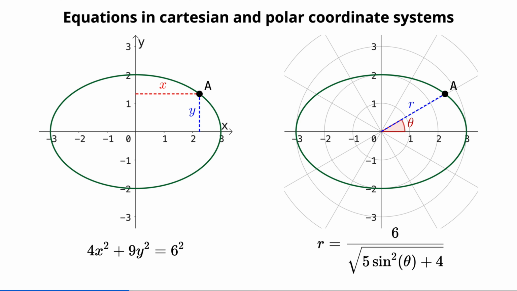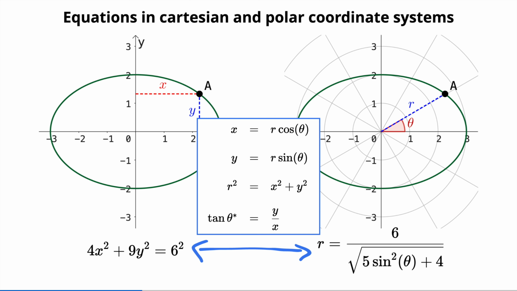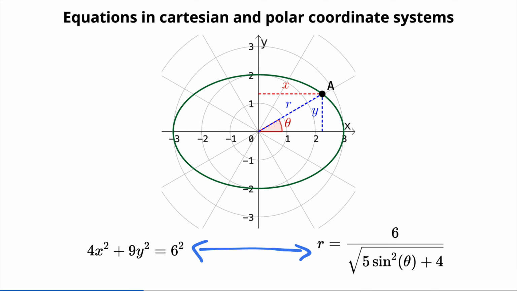With this in mind, we can represent equations written either in Cartesian or polar form. We just need to use these formulas. They both will represent the same curve. And by the way, in the polar equation, we must define the interval where theta is defined. Like in this case, we have that theta is between 0 and 2 pi.